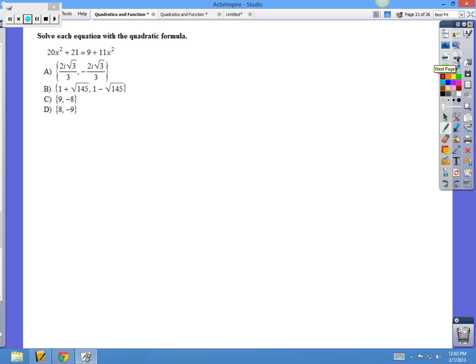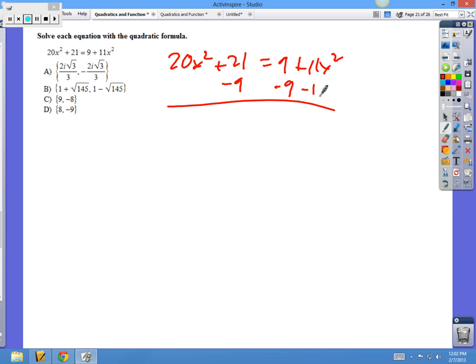This one, though, I don't think works out as nice. So if you've got 20x squared plus 21 equals 9 plus 11x squared, get everything on the same side. So I'm going to minus 9 on this side, minus 9 on this side, and I'm going to minus 11x squared here, minus 11x squared here. So where are we? We're at 9x squareds, and then plus, are we at 12? Is that right? Equals 0.